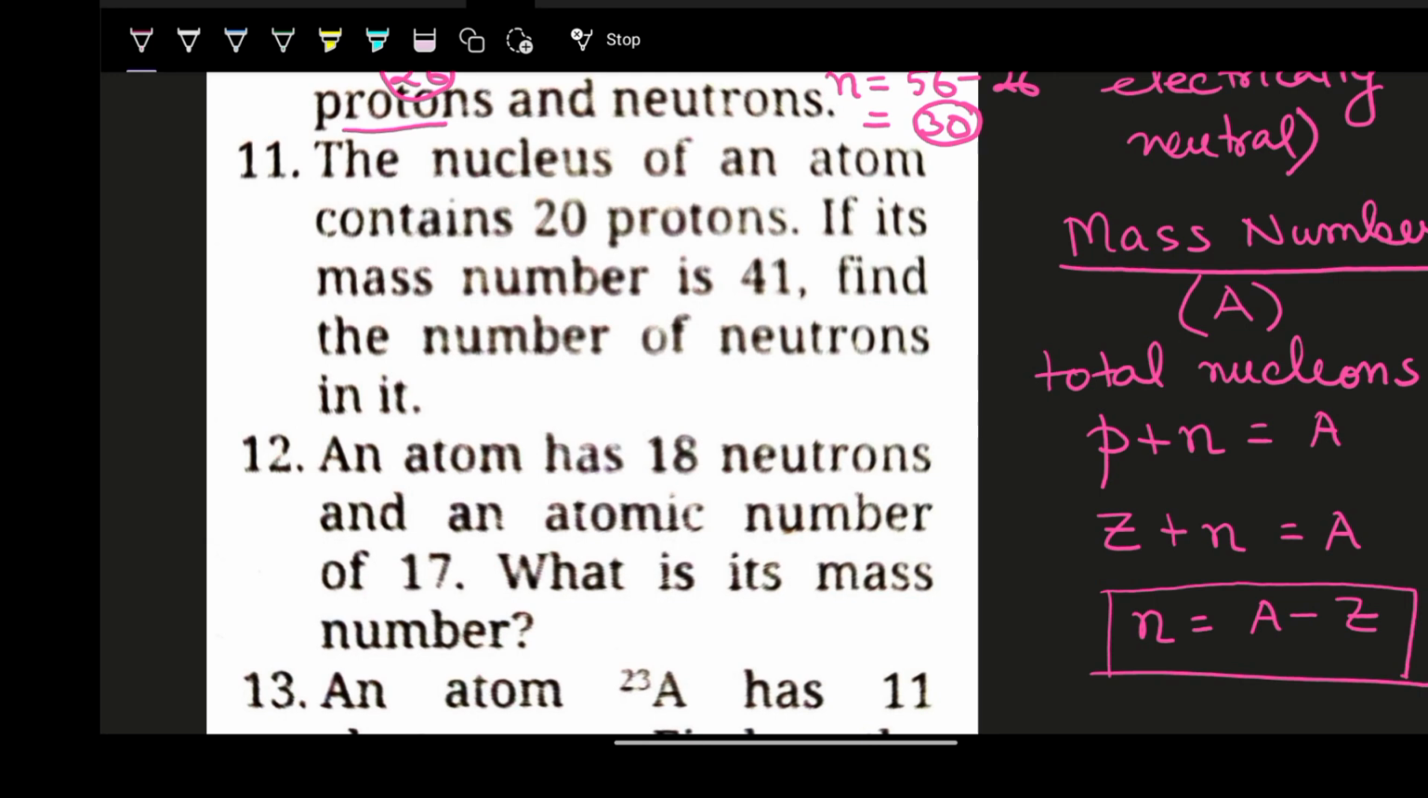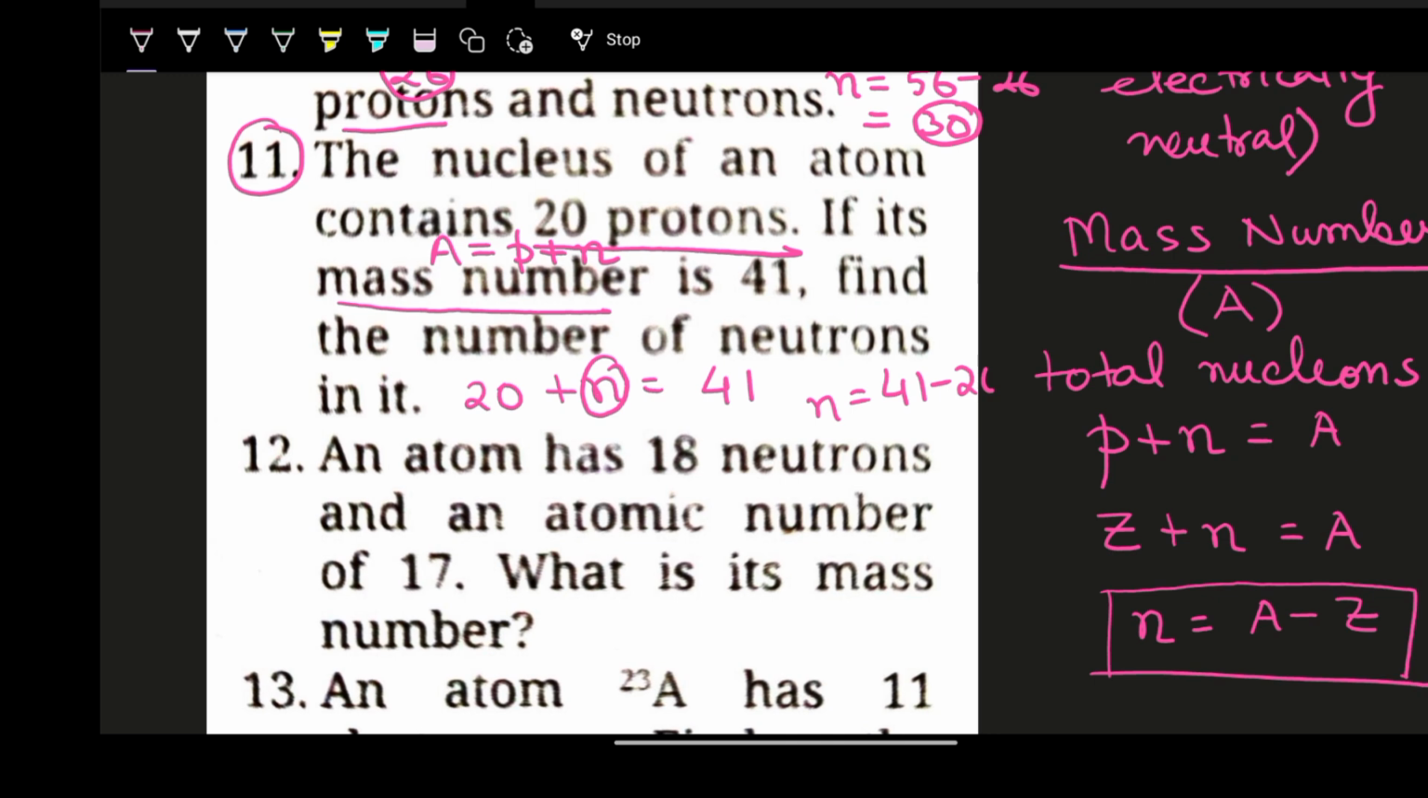Next, we can go to question number 11. It says the nucleus of an atom contains 20 proton. If its mass number, means capital A, and what is that? Number of proton plus number of neutron is 41. Find the number of neutron in it. So mass number is 41. Proton number is 20. So we can say 20 plus N is equal to 41. So here from this you can find out easily what is N. 41 minus 20, obviously. So I hope this is also clear how to solve.